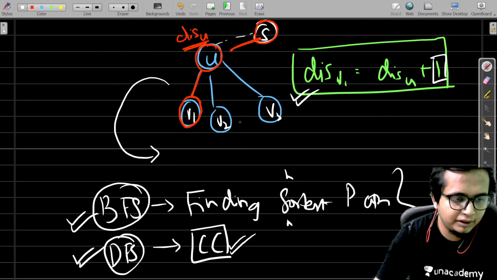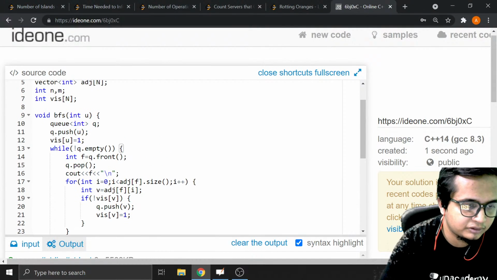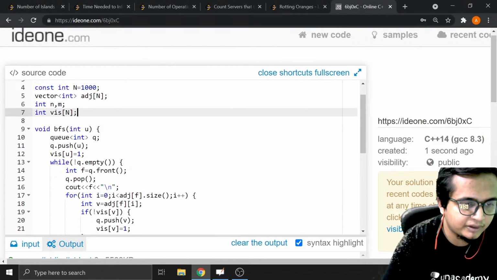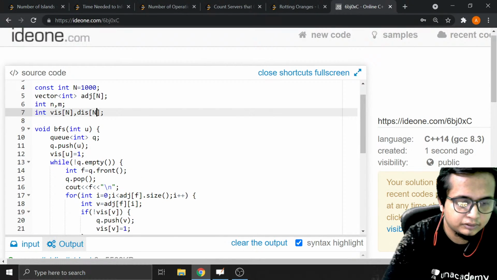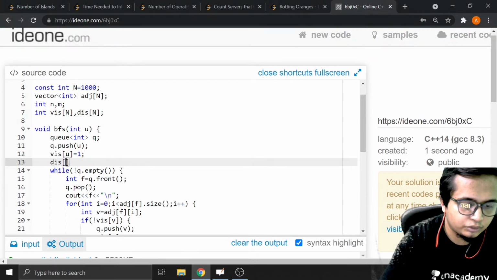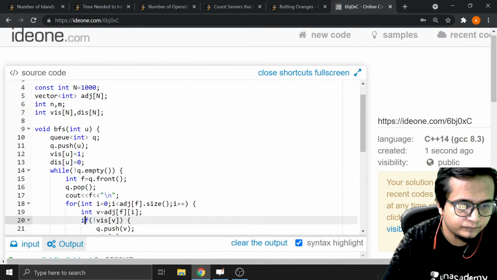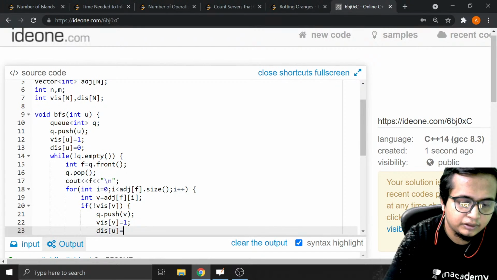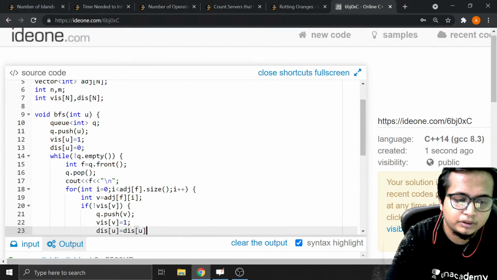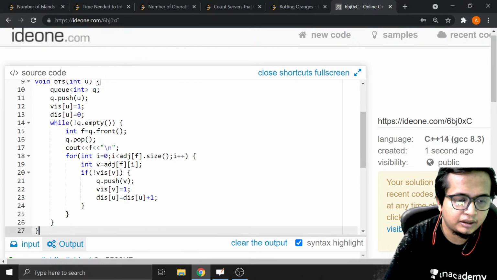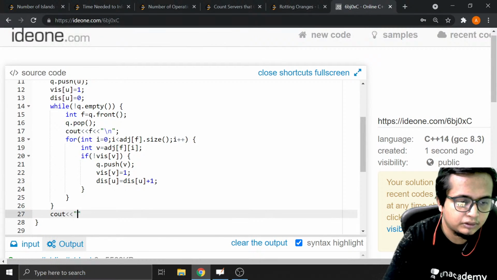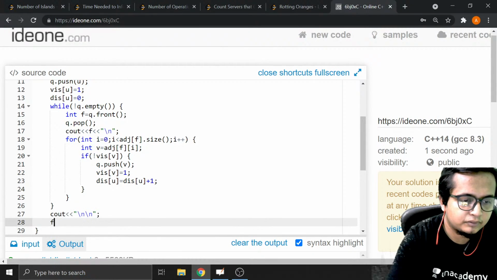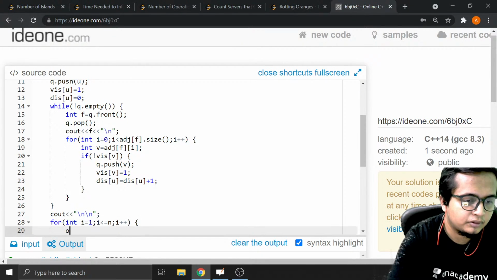Okay, so let me write the distance code as well. Let me have another array, a distance array. Okay, and the distance of the source node is equal to 0. And here we would just write distance of b equal to distance of the node plus 1. Okay, and let us just print it as well over here. For int i equal to 1, i less than or equal to n, i plus plus, cout distance of i.